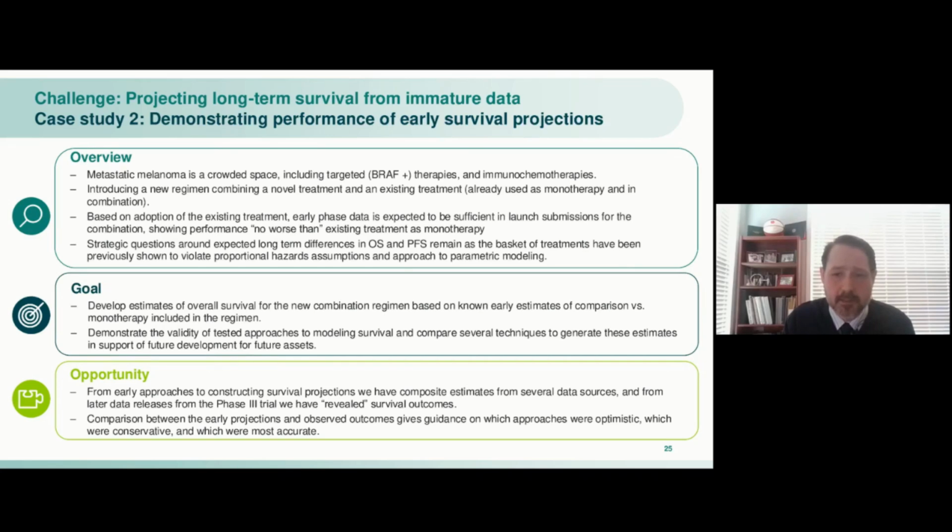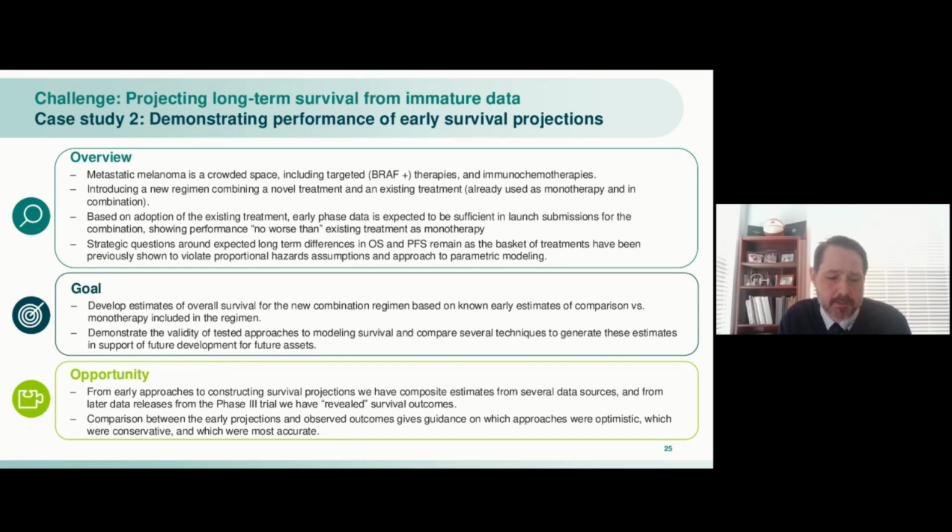So both of these case studies are in a disease area of metastatic melanoma. It's a solid tumor indication with, at this point, a fairly crowded list of competing therapies, with a number of targeted therapies, multiple combination regimens, in addition to immunotherapies, both in monotherapy and combinations. And this is another example of a product being introduced in combination therapy with an existing monotherapy.